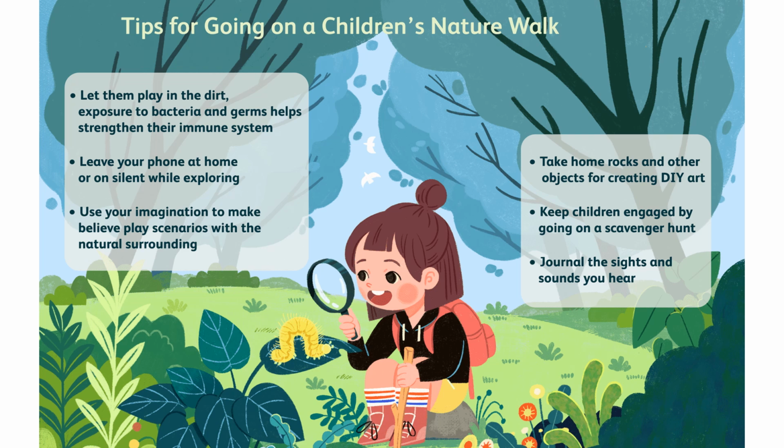For example, we can say, okay, there's a tiger coming. Can you see the tiger in the distance? Now, what are you going to do? So we give them a real world scenario and then we can judge their reactions to that. Also, we can get the students to take home rocks and other little objects to create their own art. We have to keep the children engaged by going on a scavenger hunt. And finally, we have to get all students to journal the sights and the sounds they hear.